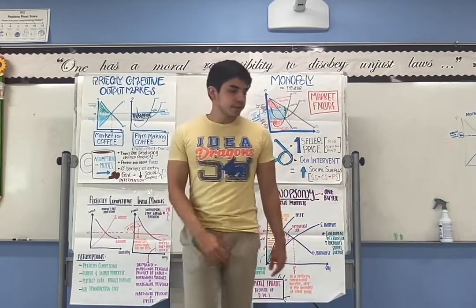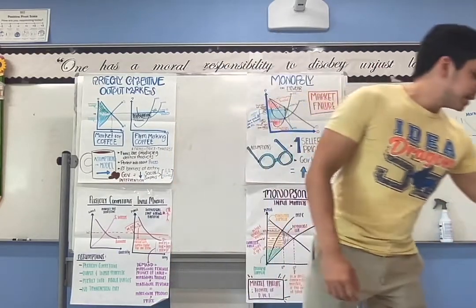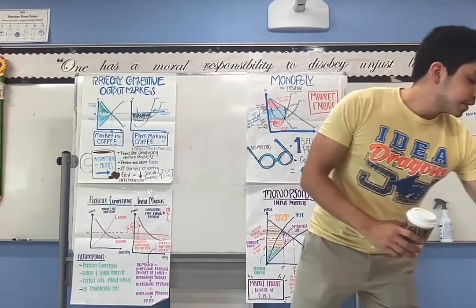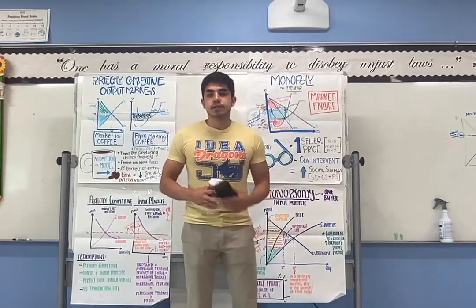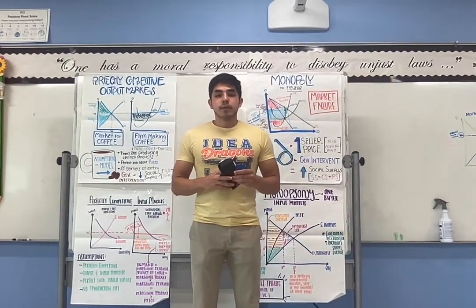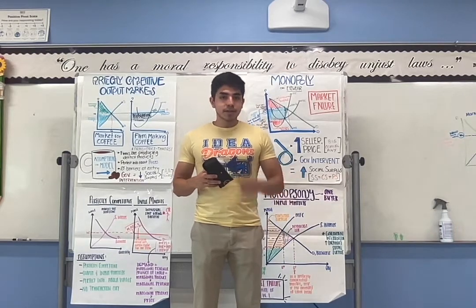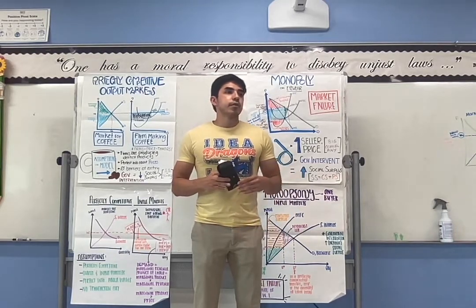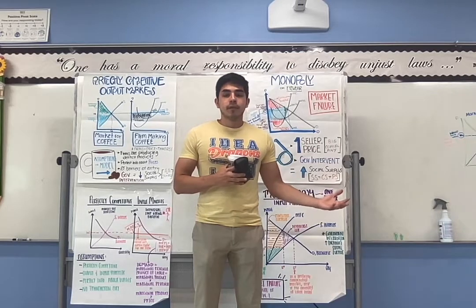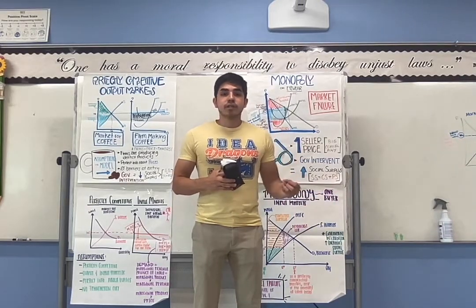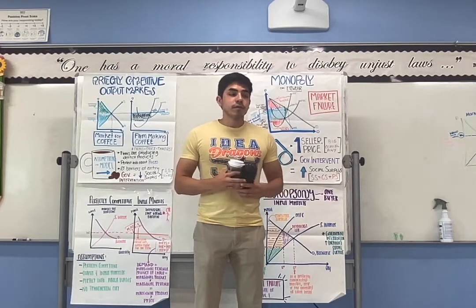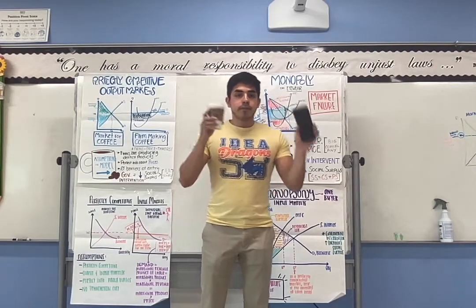So output markets, just so I can define that at the get-go, relates to producing things or services, goods and services. Those are what we mean by output markets. Input markets are markets related to purchasing capital or labor or factors of production that will eventually be used to produce output, if that makes sense.